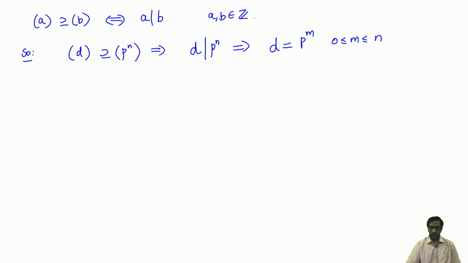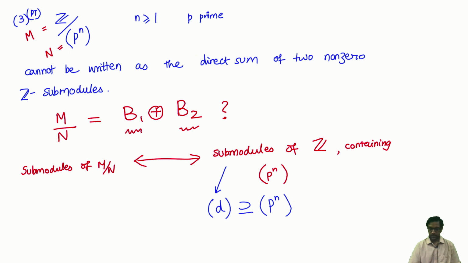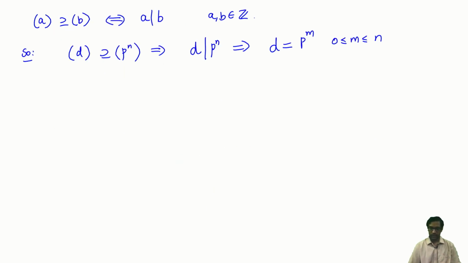Okay, so we have already understood quite a bit what are the submodules of Z modulo p^n. So on this side it's Z modulo p^n. The submodules are exactly the ones corresponding to submodules of the form p^m. They are in bijection, if you wish, with the submodules containing p^n. Okay, so let's just write down that final conclusion.